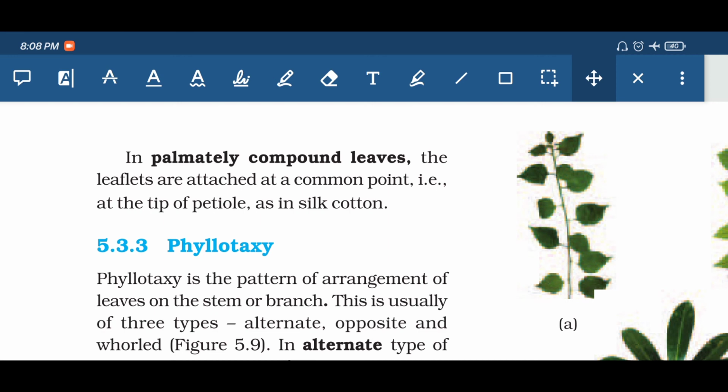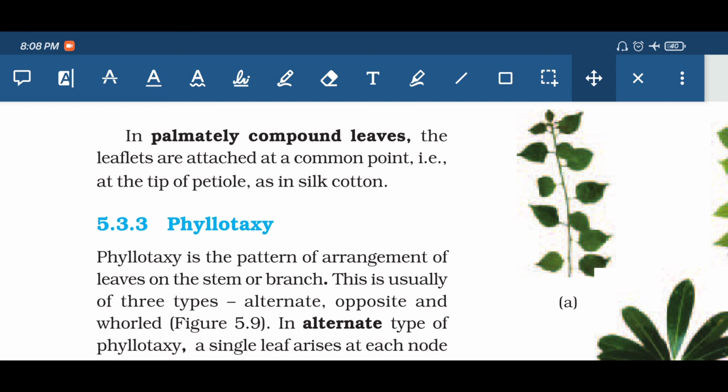Palmately compound leaves are seen in silk cotton. Palmately compound leaves are those leaves where the leaflets are attached to a common point, that is the tip of the petiole. At the tip of the petiole, all the leaflets are attached. This is a palmately compound leaf.